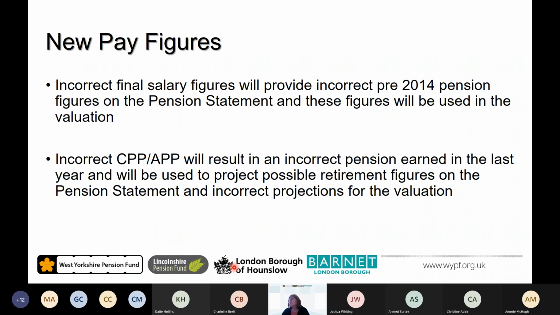Incorrect pay figures will produce incorrect pre-2014 figures on the benefit statements, and these figures will be used in the valuation. Again, incorrect CPP or APP will result in an incorrect pension earned in the last year, and this will be used to project possible retirement figures in the future, so again, incorrect projections for the valuation. So it has more of a knock-on effect this year than it would have in other years, because we've got a valuation.